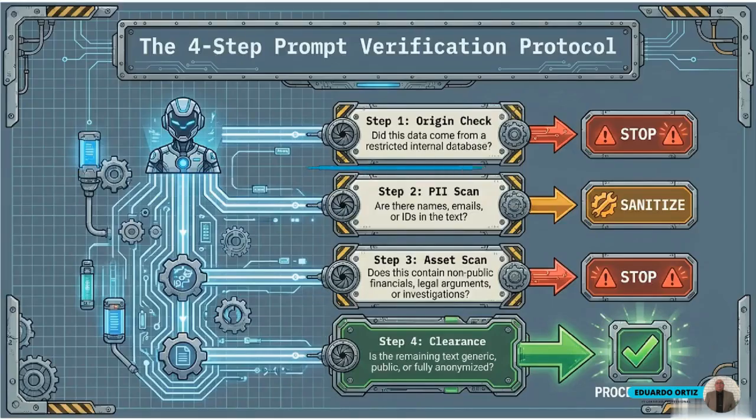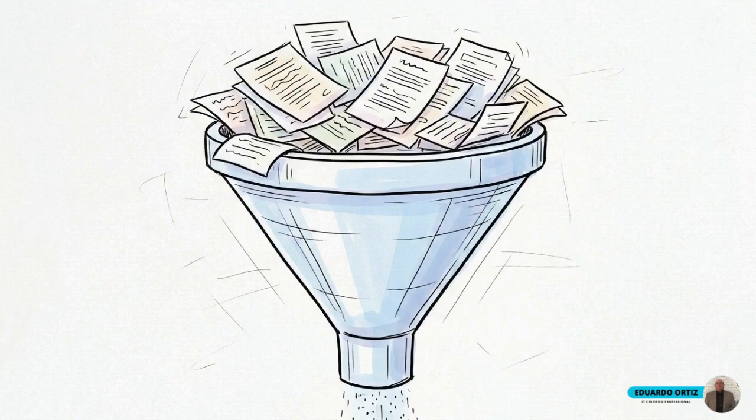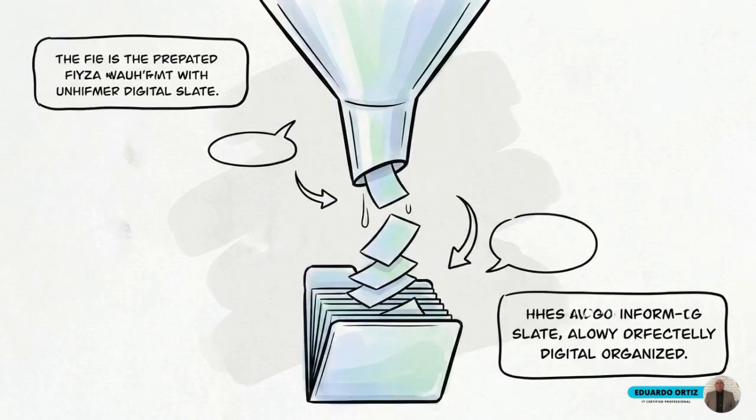Step 1 is the origin check. From a restricted database, stop. Step 2, PII scan. Detect names or IDs, sanitize. Step 3, asset scan checks for financials. If clear, Step 4 grants clearance. Routing your raw data through these specific filters removes subjective guesswork. It ensures you meet a baseline of security before you interact with the AI.